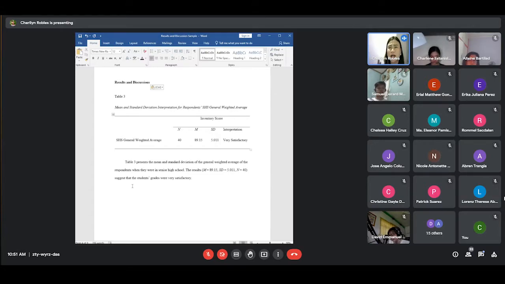Now, how many paragraphs do you need in the summary of findings? If you have three questions in your specific problems, basically you should also have three paragraphs in your summary of findings. The first paragraph is for your findings for the first specific problem. Second paragraph for your findings for the second specific problem. Third paragraph for your summary of findings in the third specific problem.